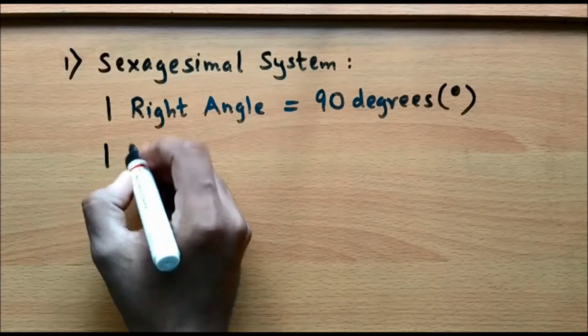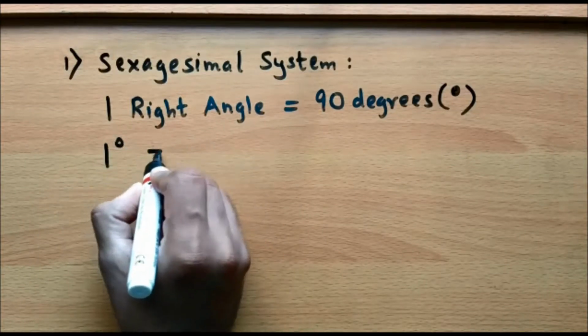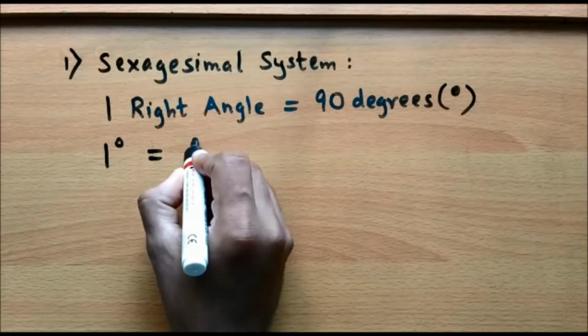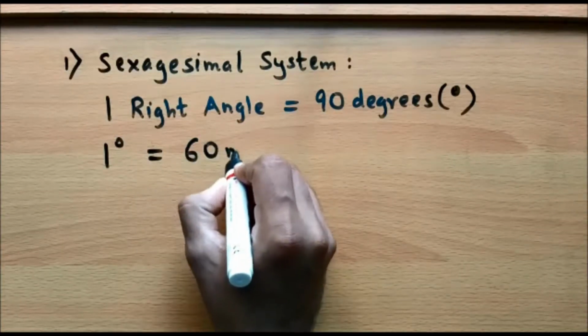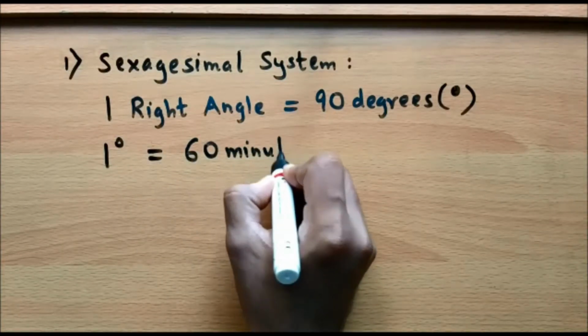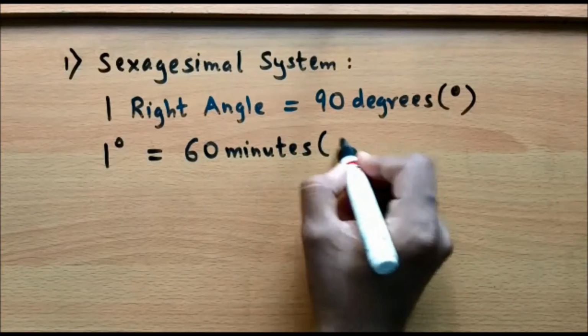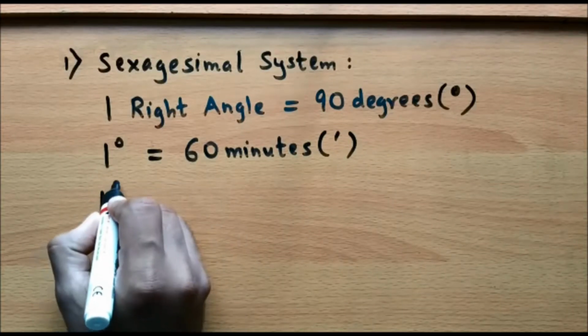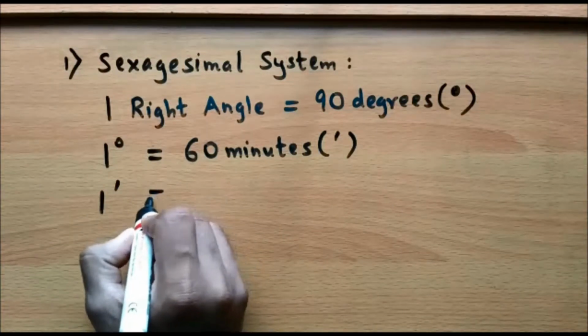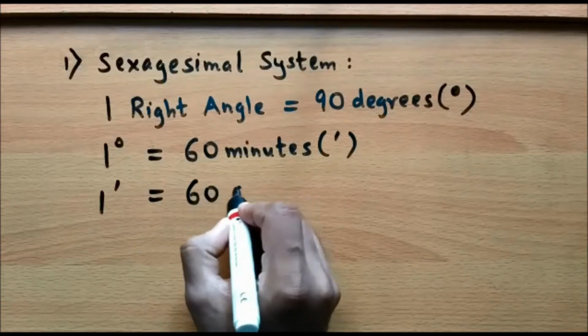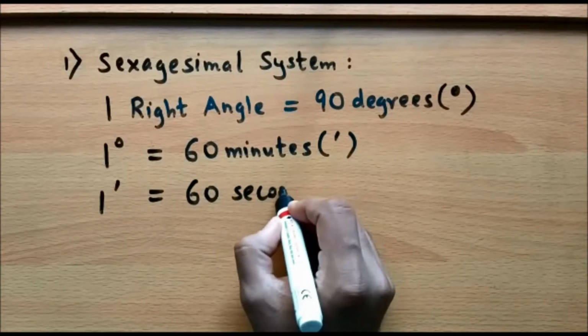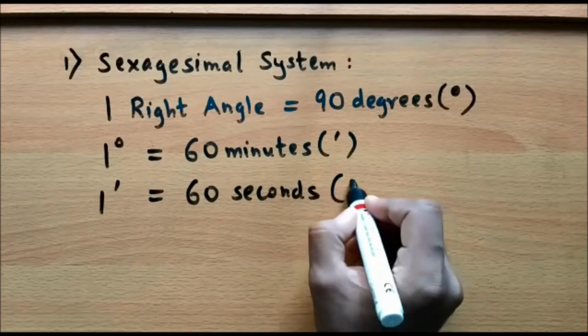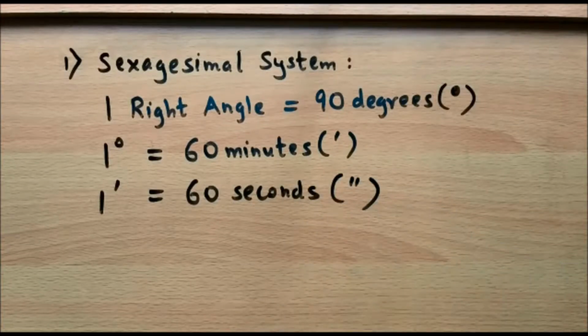Next, 1 degree is further divided into 60 equal parts, and those are called minutes. So 1 degree is 60 minutes. Now the symbol is a single dash. And lastly, 1 minute is further divided into 60 seconds. For the seconds you have 2 dashes. So that's the sexagesimal system for you.